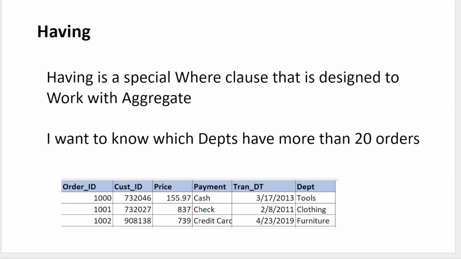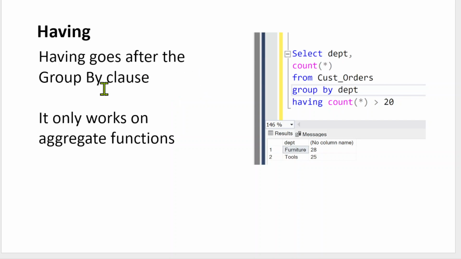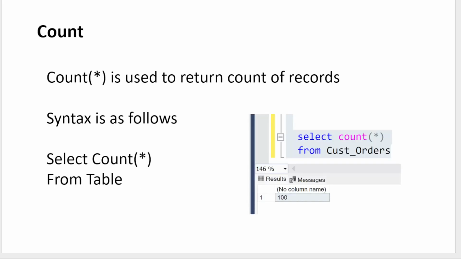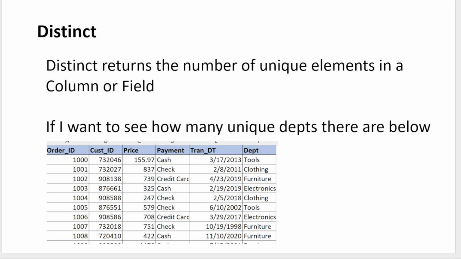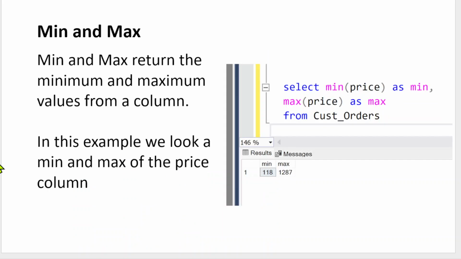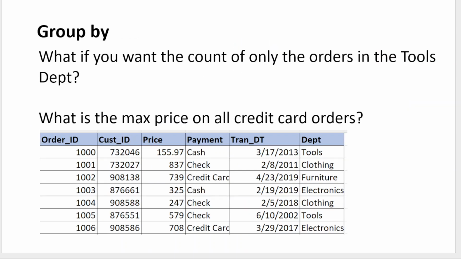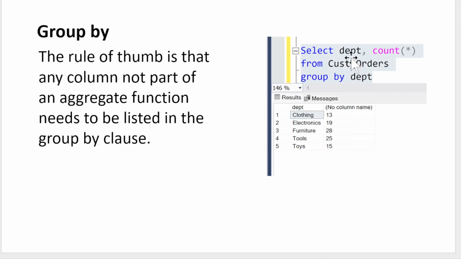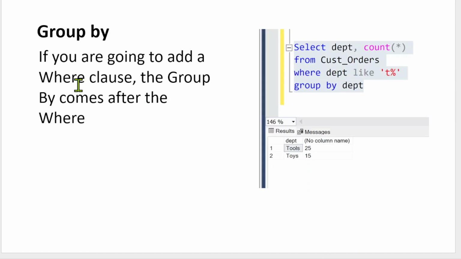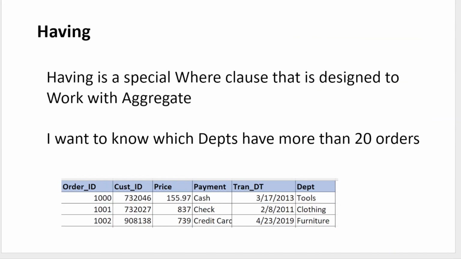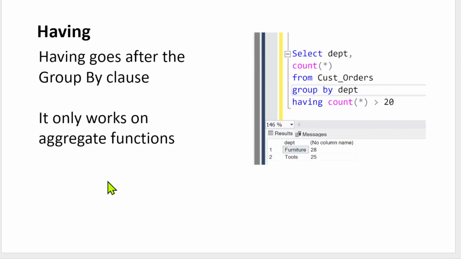So that's having, here's some of the code I've got here. Remember, it goes after the group clause, and only works on aggregate functions. And so just to recap, we've done top, we did counts, we did distinct, we did min and max, average and sum. We got into the group by, and we learned anything that's not an aggregate has to be grouped by, that you can group by multiple things. We learned to put the orders in there in the order this all comes into. Then we got into having, and having is based on the aggregate.